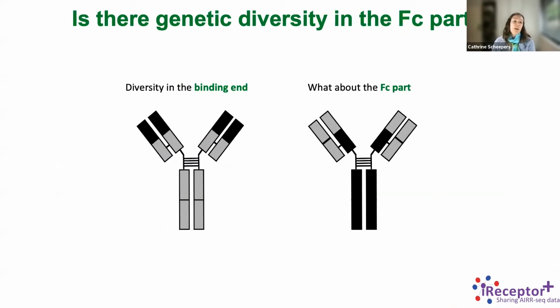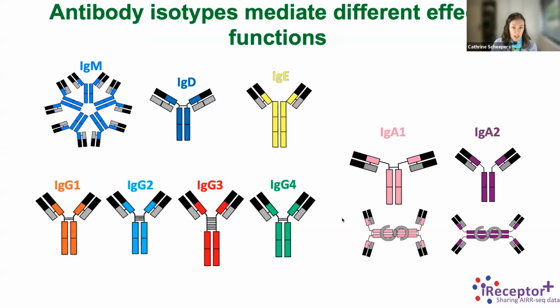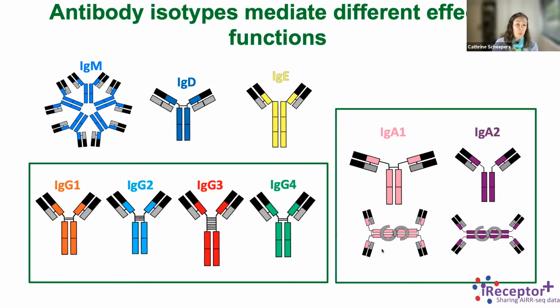So up until now, I've been talking about diversity in the antigen binding portion, but we're also interested in genetic diversity in the Fc part of antibodies. The Fc part is really what determines antibody isotypes, and there are multiple isotypes shown here. The majority of these are seen in monomeric form, but IgM are seen in pentamers, and IgAs can also be seen in dimers. We focus primarily on IgG and IgA antibodies because our lab studies viral infections, and these are the most important antibodies within viral infections.